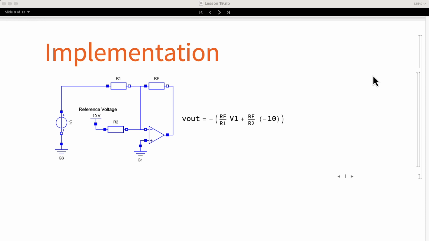In this design, I added a voltage reference of minus 10 volts. I can use that reference for the other analog calculations if I need them. Here you can see the formula for the inverting adder. I have replaced one of the voltages by the voltage of the reference, which in this case is minus 10 volts. And now let's calculate the resistor values.